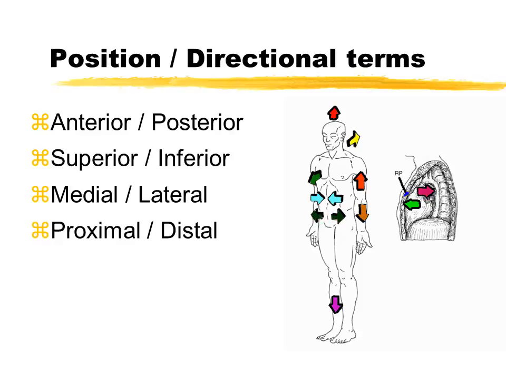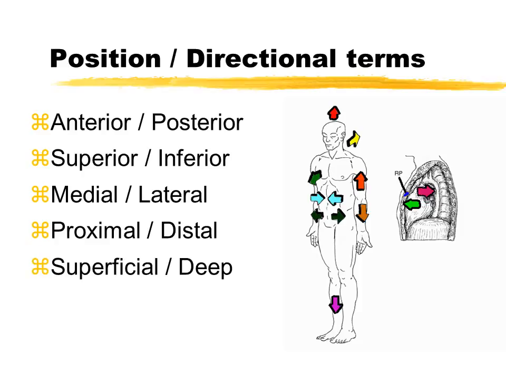Now the next pair of terms, proximal and distal, are referring to the limbs. Proximal, shown here by this kind of reddish arrow, means closer to the point of attachment, closer to the body trunk, while distal, this brown arrow here, means further away from that point of attachment to the trunk. So these two terms we're going to use only when we're talking about the limbs.